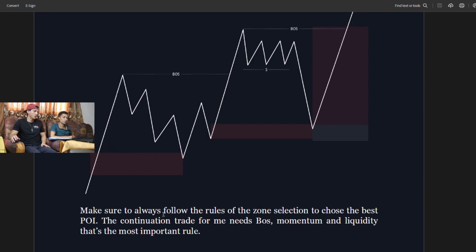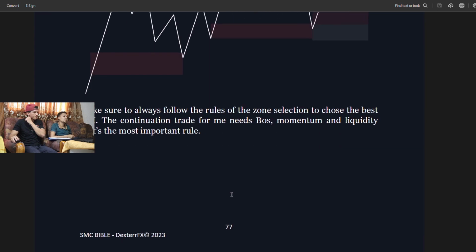So I think we also identified three of the rules when identifying an order block. It needs to have a break of structure, it needs momentum in the market, it needs liquidity, it needs a little bit of an imbalance or fair value gap. We've mentioned this stuff when identifying an order block. And it needs inducement. Inducement, yeah.